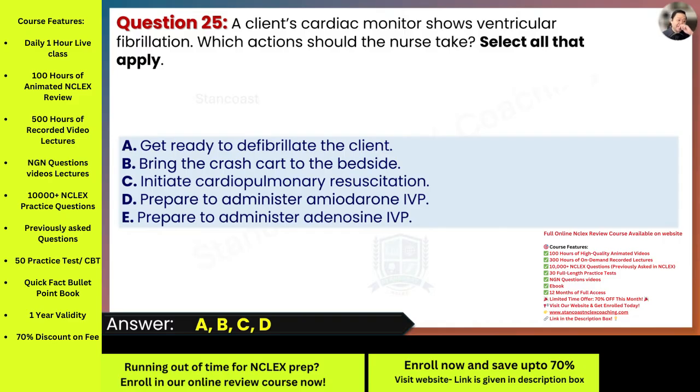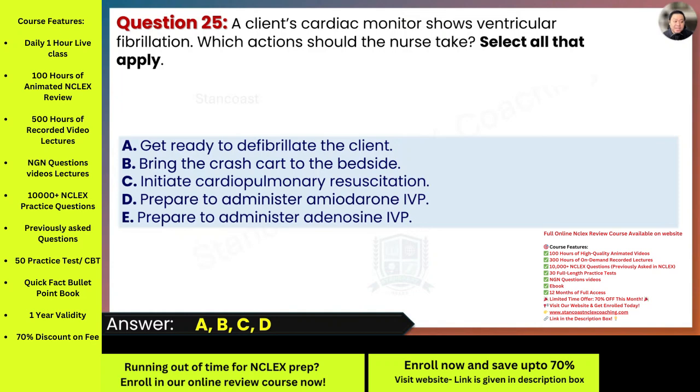Now, what about letter B? Bring the crash cart to the bedside. This is also an important action because the crash cart contains all the necessary equipment and medications needed for emergency resuscitation. Having it at the bedside ensures quick availability of the key medications, including the equipment, pads, emergency medications like epinephrine, and airway management equipment. In this case, you've got to be prepared with everything at hand. It reduces the time spent searching for equipment, which can be critical in life-threatening emergencies like this one.